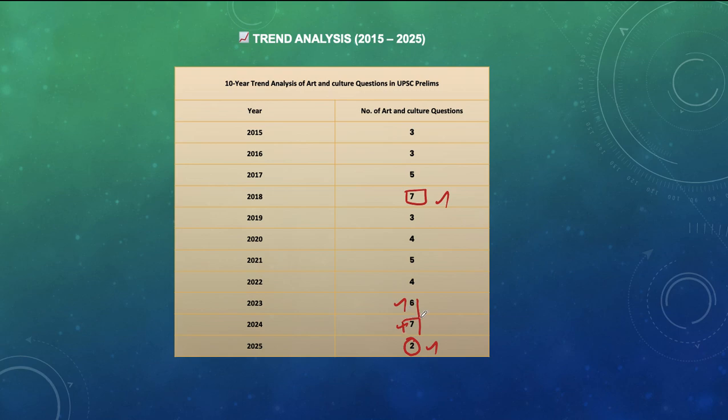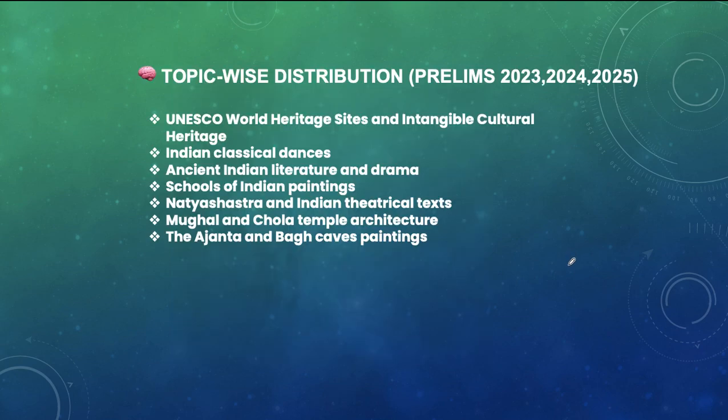And recently in 2024 also 7 questions. So maximum you can expect 7 questions. And minimum is this year, that is 2 questions which came. So you can expect at least 3 to 4 questions in the coming 2026 preliminary examination from art and culture segment, and we can easily predict the areas also.